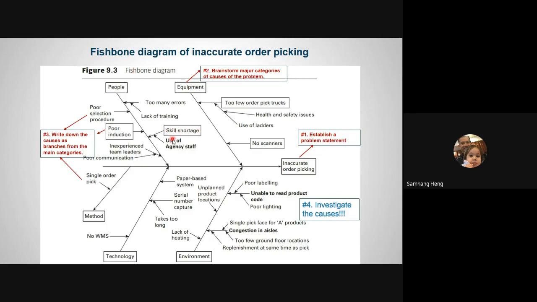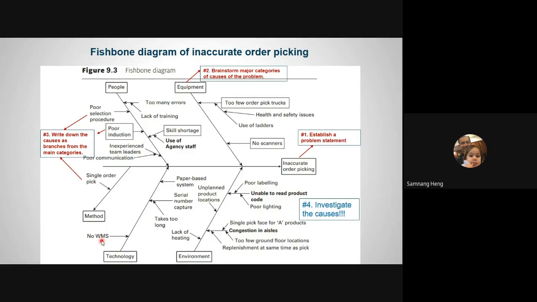Skill shortage, the same thing. Lack of training, similar thing. Too many errors, you already know. Equipment: too few order pickup trucks. Sometimes they don't have enough scanners. That also leads to inaccurate order picking. Environment: sometimes unable to read the product code, poor lighting. Maybe the warehouse is too hot or too cold. Congestion in the air is not good too.